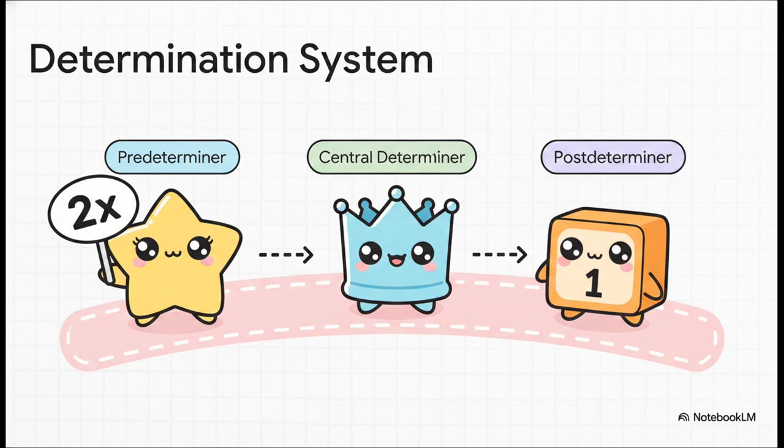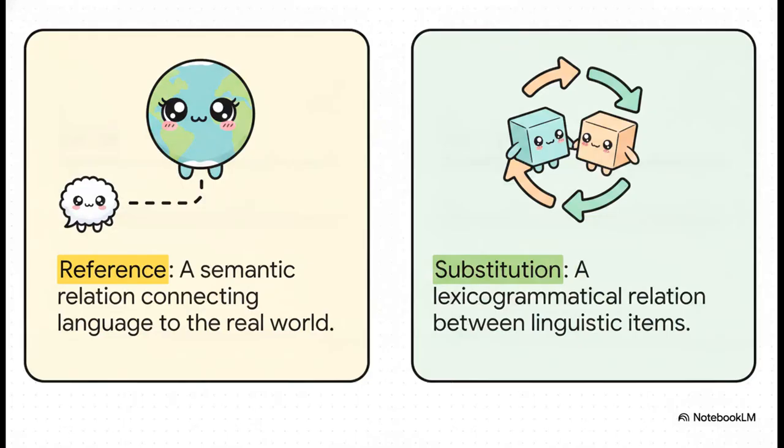Finally, we have postdeterminers. These sit right in that space just before any adjectives start, and they include ordinal numerals like first, cardinal numerals like 3, and specific quantifiers like many. This fixed, left-to-right ordering is an inflexible hallmark of English syntax. While we're analyzing these structures, there's a massive theoretical distinction you need to hit home with your students: reference versus substitution. Reference is a semantic relation.